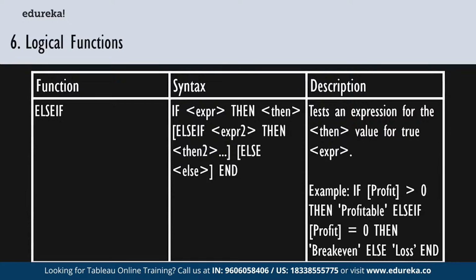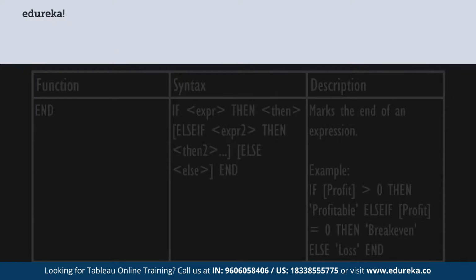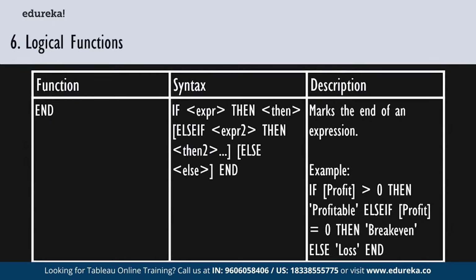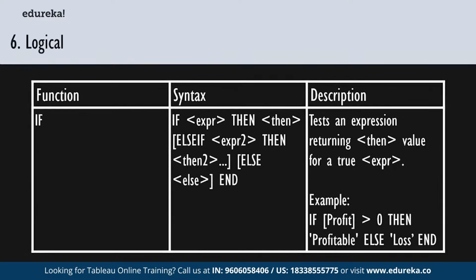Then you have else if. If you have a number of if statements before your default else, then you use else if. It tests a series of expressions, returning the then value for the first true expression again. Then you have end, which as the name suggests, marks the end of an expression. Then you have if, as we have already discussed. If basically tests an expression and then returns a corresponding value.